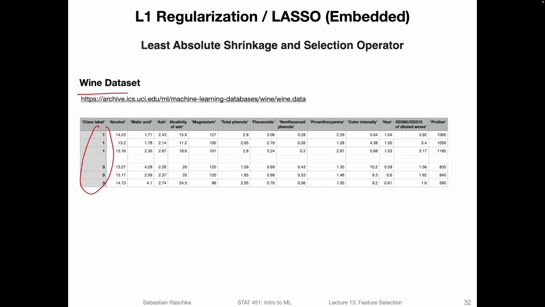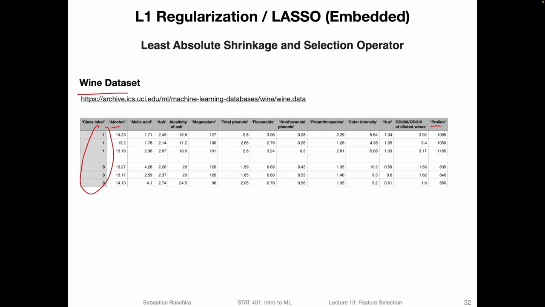Here the focus is really on the features. So we have different features. I think there are 13 different features, from the alcohol content to the proline content of different wines. And the classification task is to distinguish between different types of wine. I think it's actually grapes, but I'm not sure anymore.